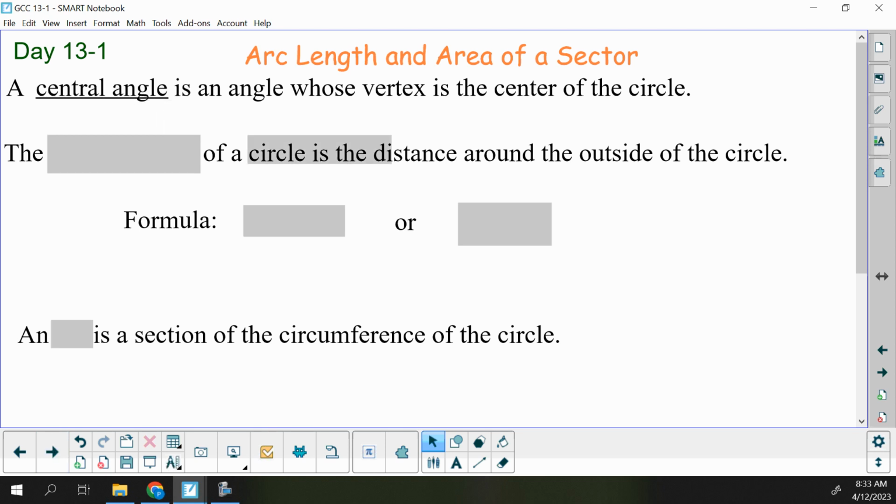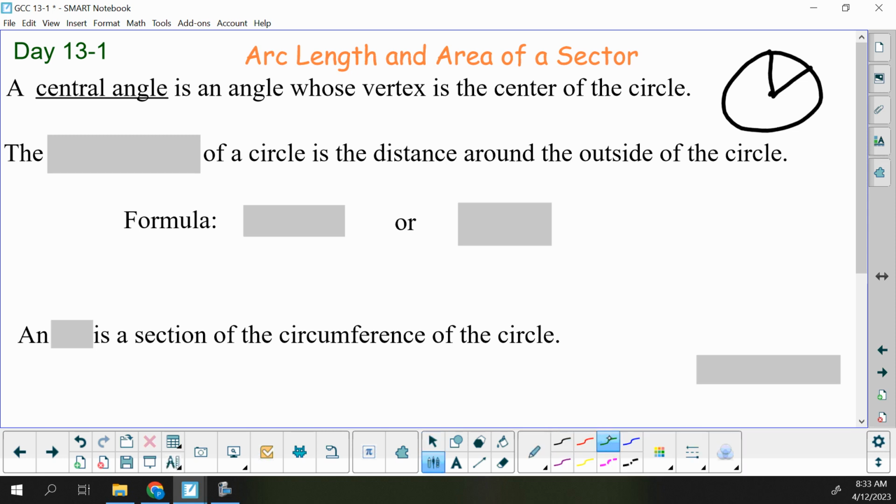So on page 1, first off, a central angle is an angle whose vertex is at the center of the circle. And I'll draw you a little picture of a central angle here. So here's the center of our circle. There is a vertex at the center. So the central angle we're talking about is that angle right there. The vertex is at the center, and the angle opens up towards a portion of the circle.